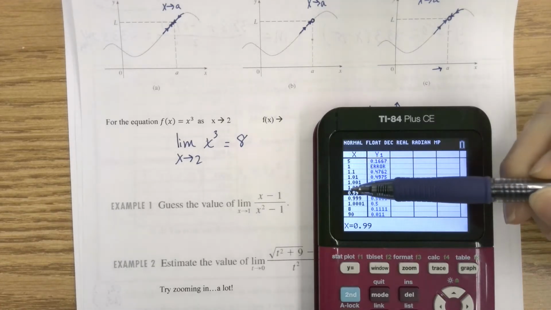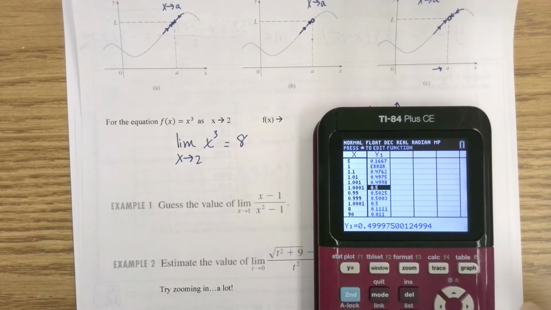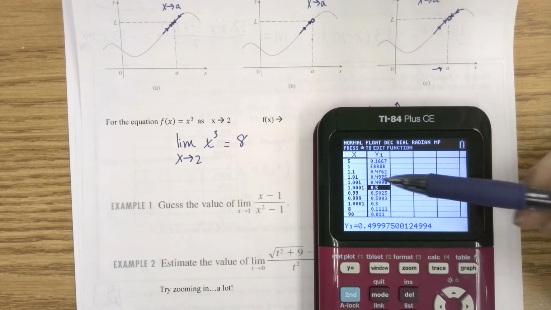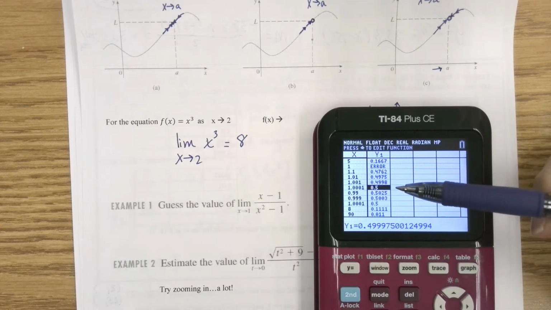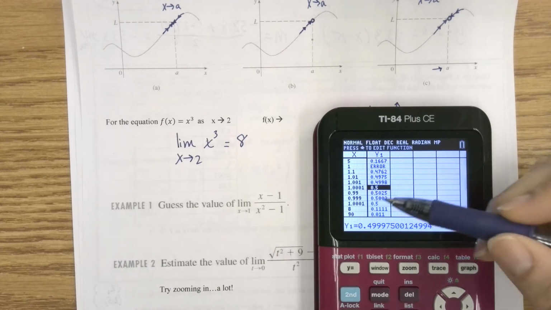And even look at 1.0001. It actually hit 0.5, but just so you realize, if you move your cursor over, it's not really 0.5, but the calculator is limited by the number of decimal places it can fit within a column when we're looking at the table view. So it's very close to 0.5.